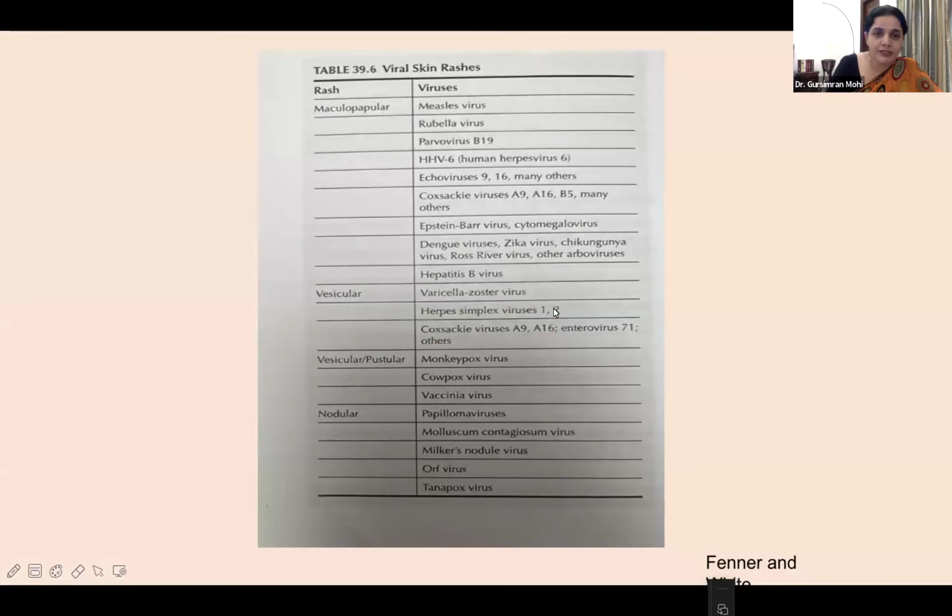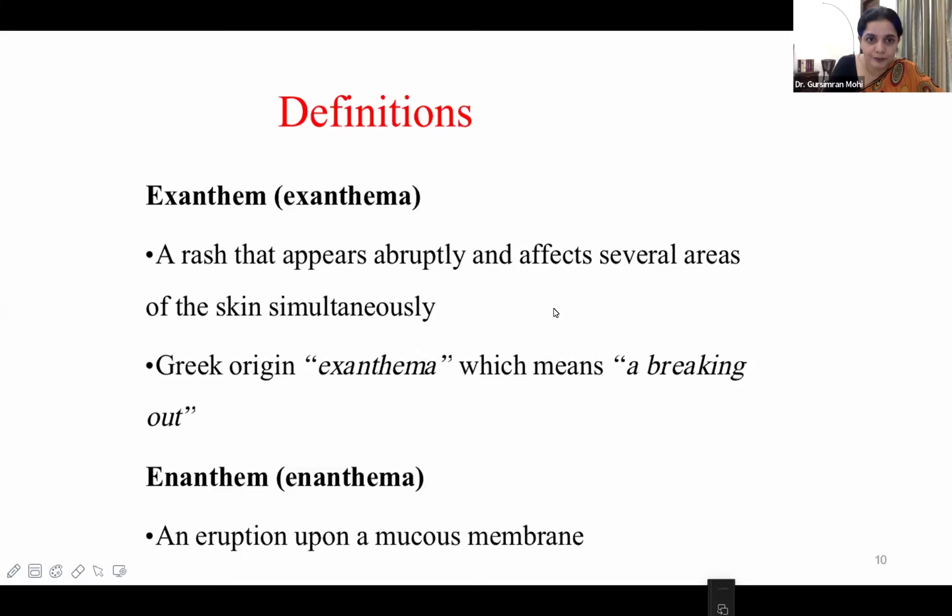So these are the viruses which we will be discussing today. The most common viruses causing the maculopapular rash are measles, rubella virus, parvo B19, HHV6, and Coxsackie virus causing HFMD. In vesicular lesions, as we all know, the most common is VZV, and then HSV. Pustular lesions are caused by the Mpox virus, and nodular lesions by the papilloma and the molluscum contagiosum virus.